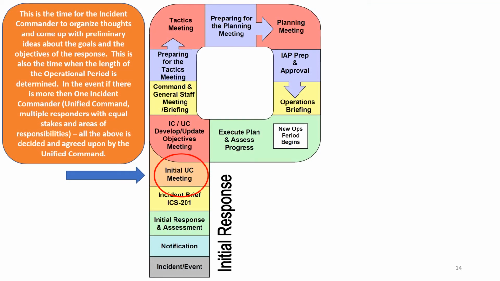Next step, initial incident commander or unified command meeting. This is the time for the incident commander to organize thoughts and come up with preliminary ideas about the goals and the objectives of the response. This is also the time when the length of the operational period is determined. In the event there is more than one incident commander, a unified command with multiple responders with equal stakes, authority, and areas of responsibility, all of the above is decided and agreed upon by the unified command.